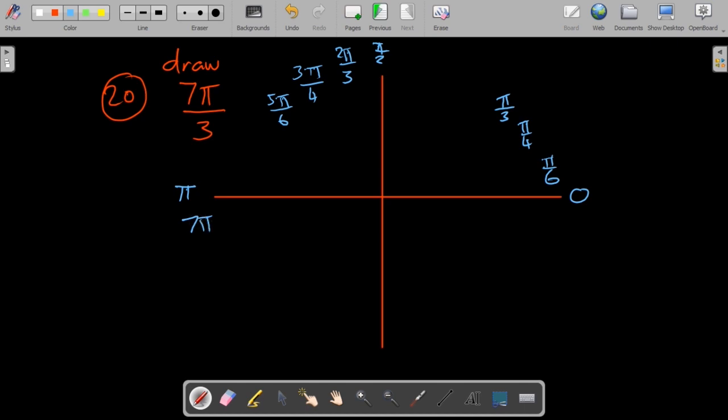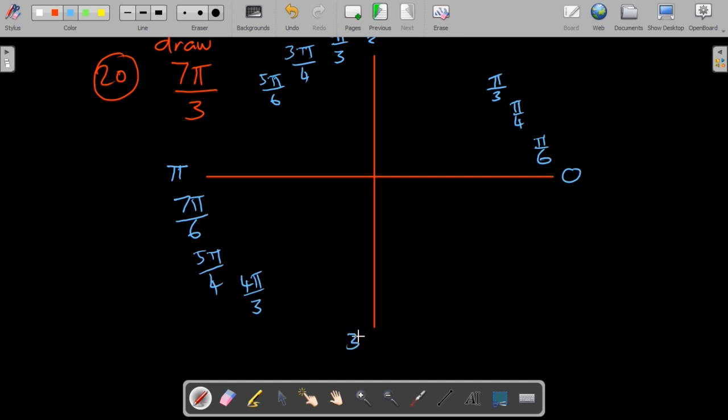Then you have 7 pi over 6. Then here you have 5 pi over 4. Then 8 pi over 6, which is the same as 4 pi over 3. Then 9 pi over 6, which is 3 pi over 2. So this is how I count.